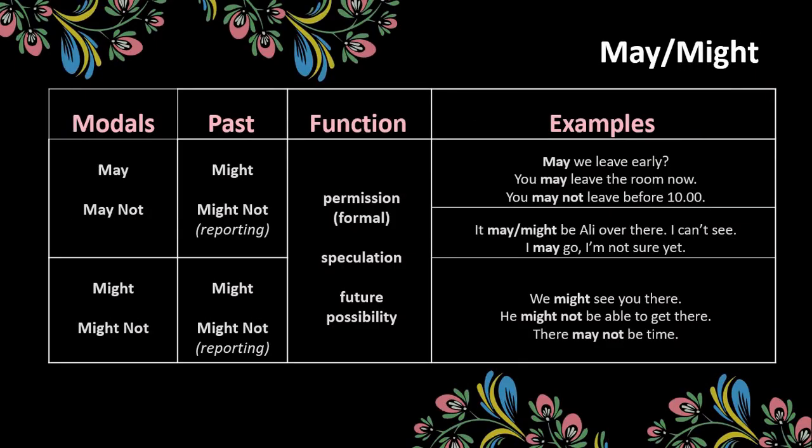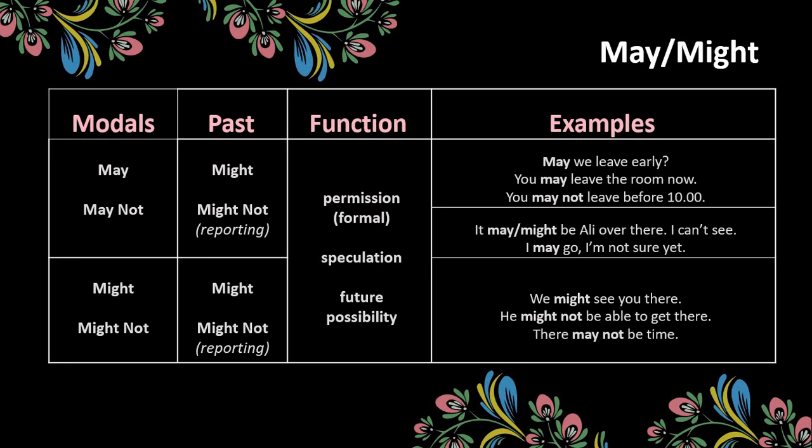Okay, next we are going to see may versus might. As you know, the past form of may is might, and the negative is may not. The past form is might not. In the past, both of them are used mostly for reporting, and might and might not are similar in both cases when they are changed into the past. But one thing you need to remember is that in the past, we mostly use them for reporting. So we can have three major functions of these modal verbs.